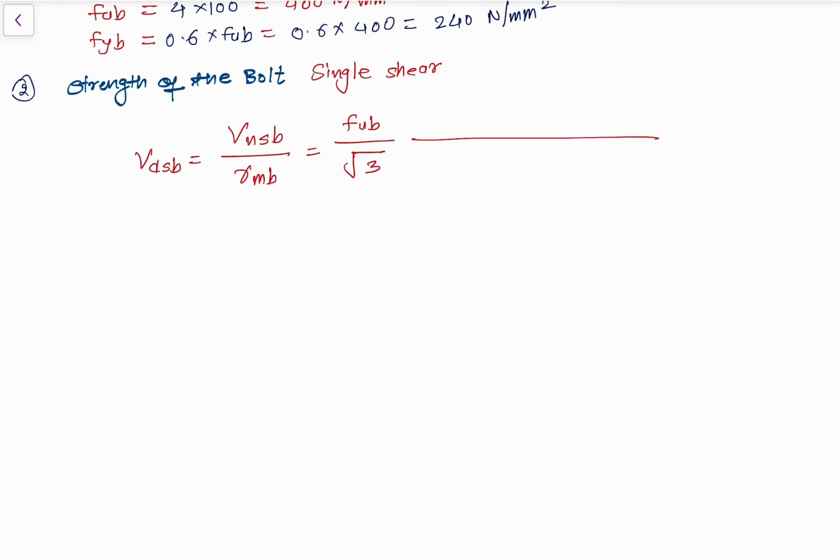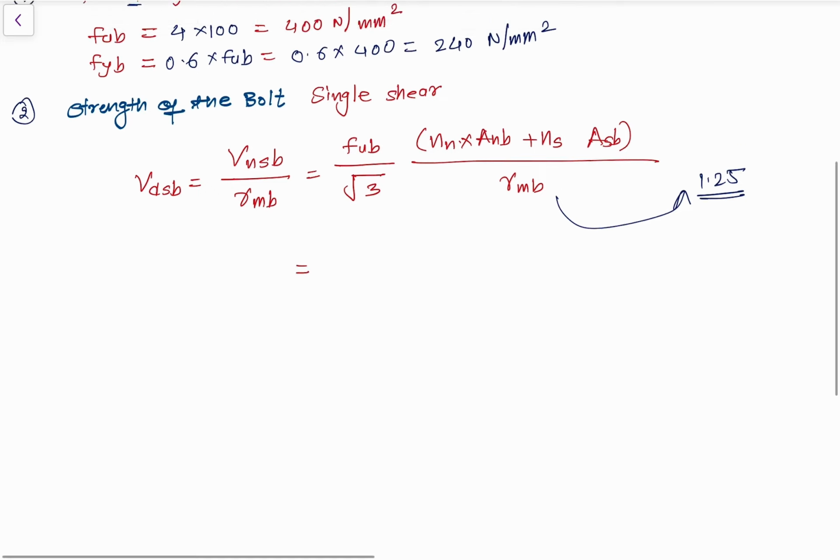Now just write down one more line. The other formula aligned with this one is nN into ANB plus nS into ASB, divided by gamma MB. Here gamma MB is the partial safety factor, and its value is 1.25. Now let's put all the values together in this formula.